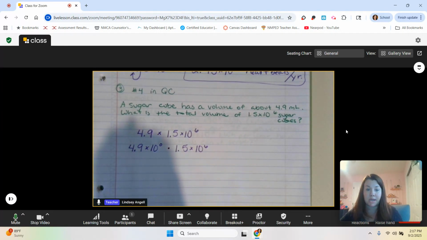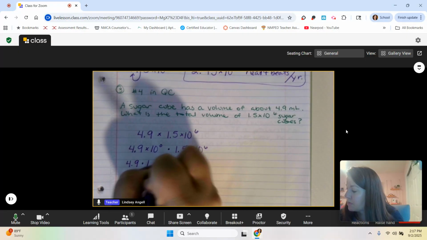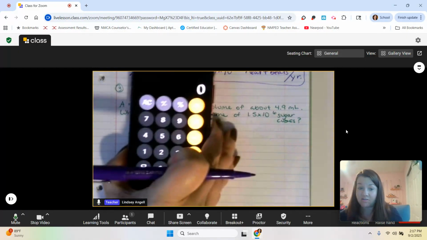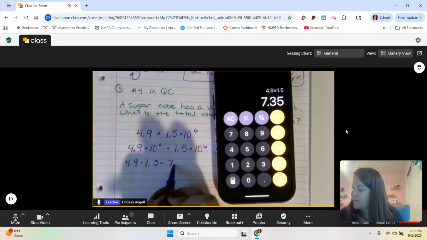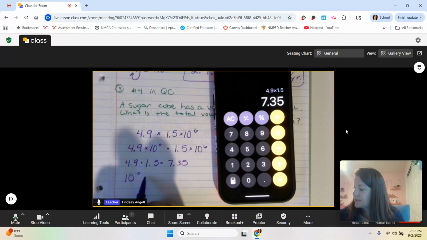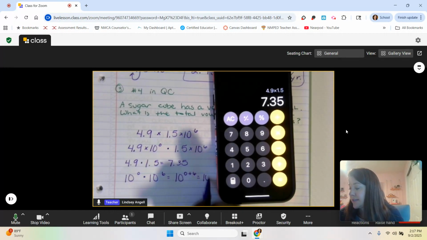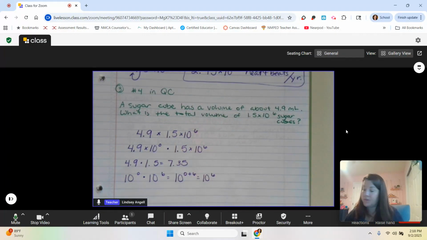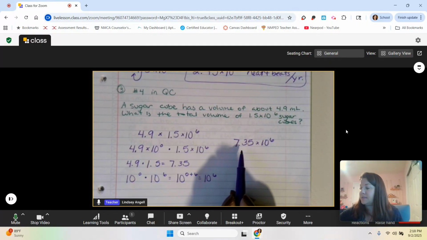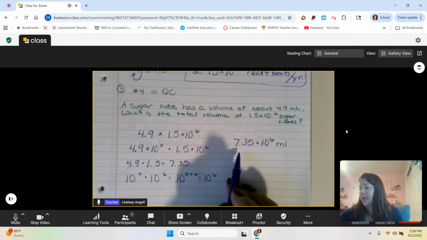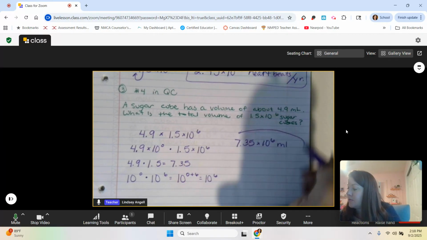So in this case, we would do 4.9 times 1.5. I'm going to do that on my calculator. 4.9 times 1.5 gives me 7.35. And then if I take my powers of 10, well, I could rewrite that as 10 to the 0 plus 6, which is just 10 to the 6th. Okay? And then I can combine them. So I have 7.35 times 10 to the 6th milliliters. And with that, this is already between 1 and 10, so we don't need to alter our answer at all. And so we are all done.